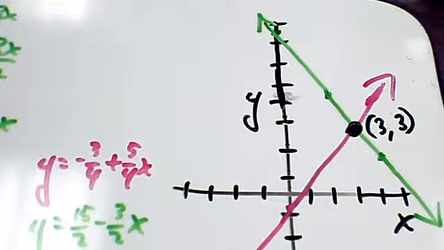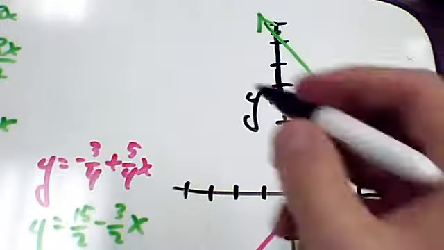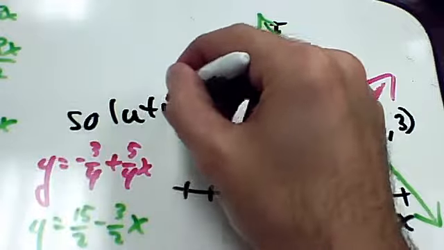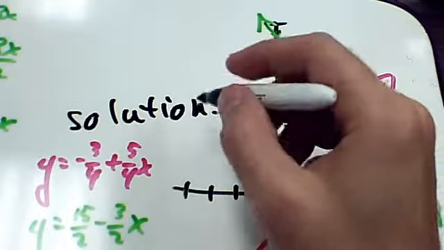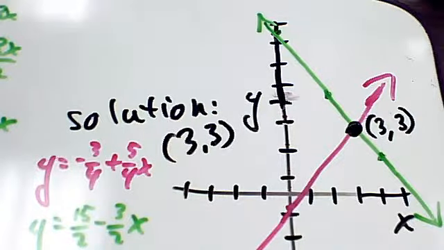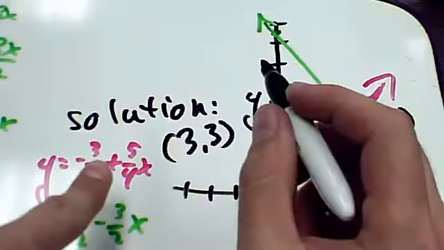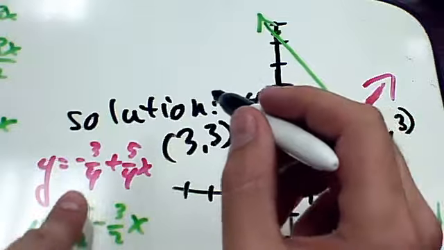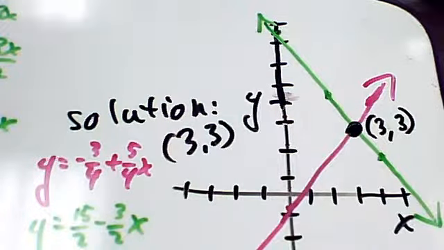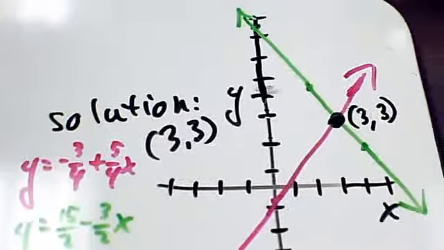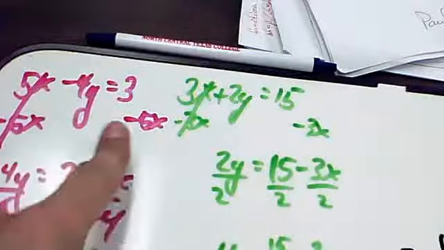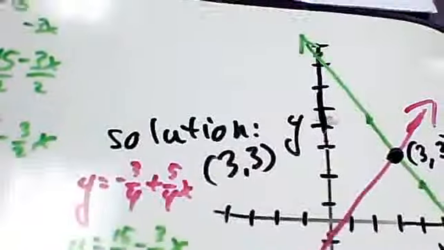So our solution, or our answer, is 3, 3. Let's see if that's true. I'm going to plug this back into my original equations, and if you recall from the solving, if we check these out, I'm just going to use those.